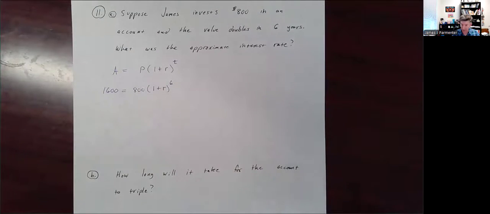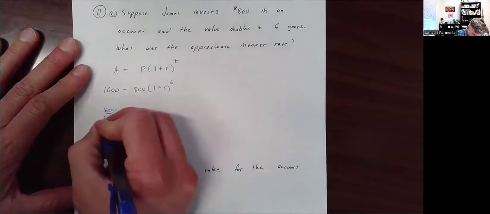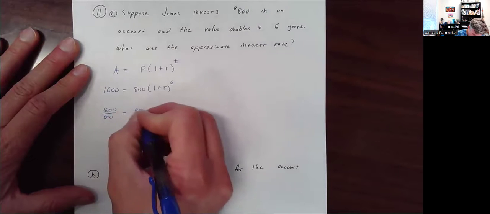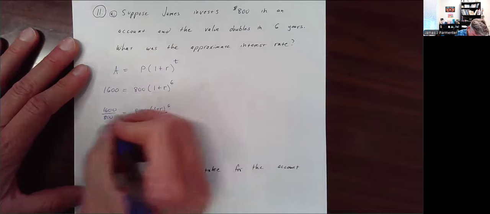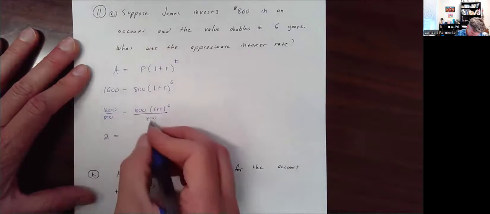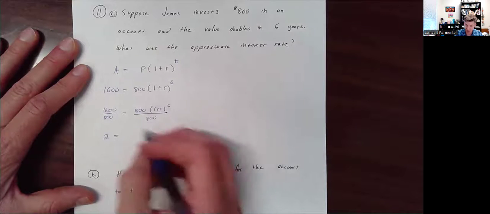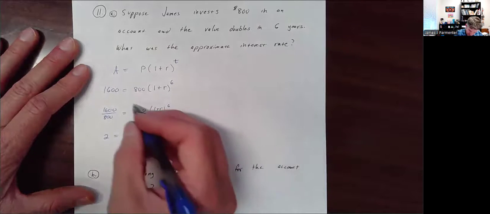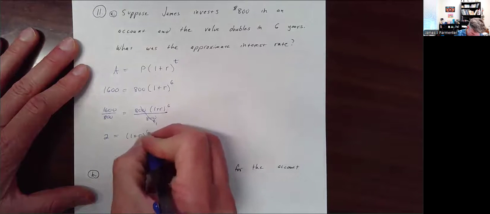So here I would first divide both sides by 800. So 1600 divided by 800 should be 2 because it's a doubling time. That's going to be 2. 800 divided by 800 is 1. And when you have multiplication, you don't divide each piece by 800. You're just dividing the whole thing by 800, and that means that's going to be 1. So I have 1 plus r to the 6th power.